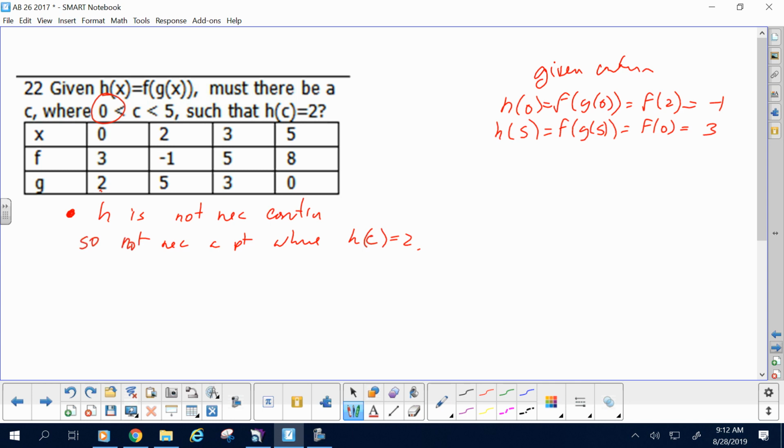If it was given to be continuous, must there be a place where the y for h is 2? Yes. Going from negative 1 to 3, it would have to pass through 2. So it would have worked if they had been given continuity, but if not, well, no. Okay.